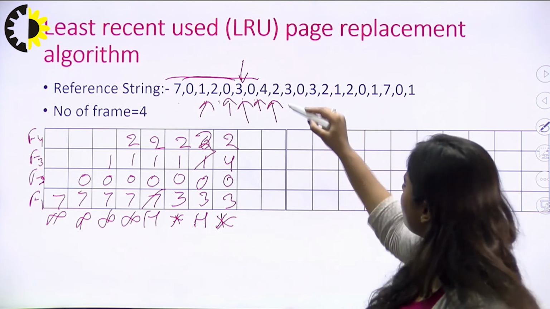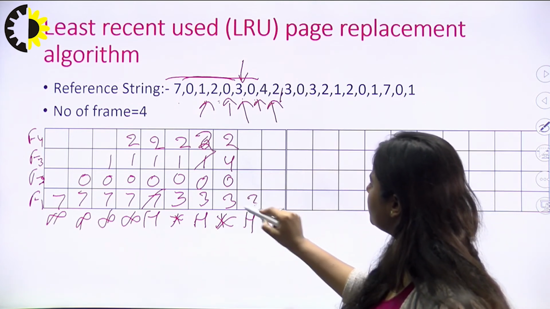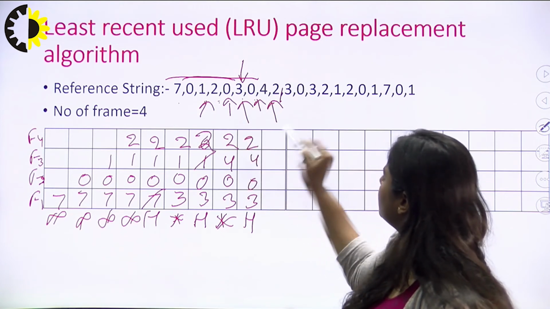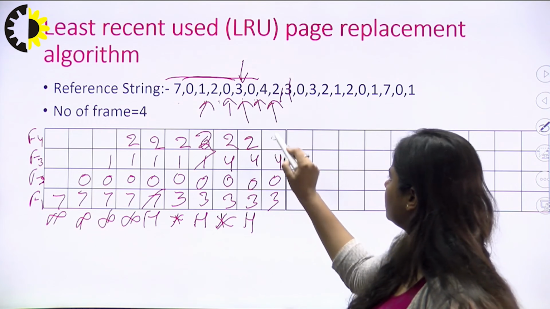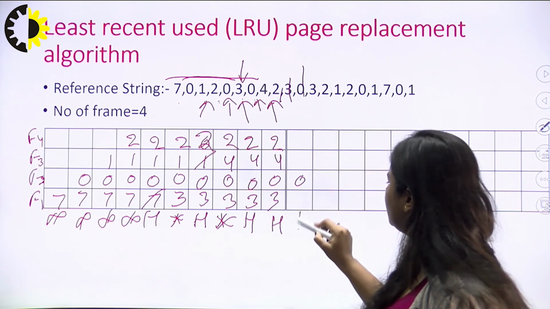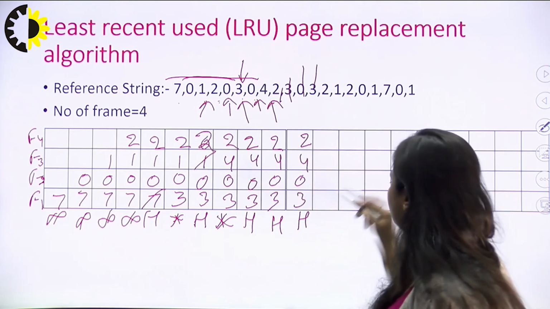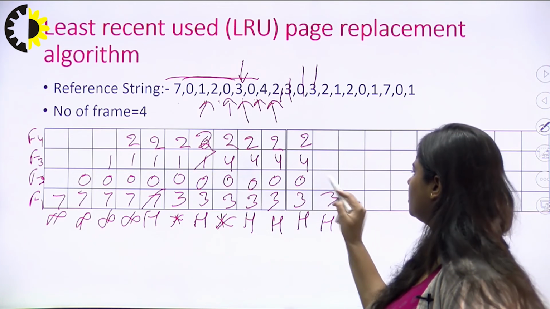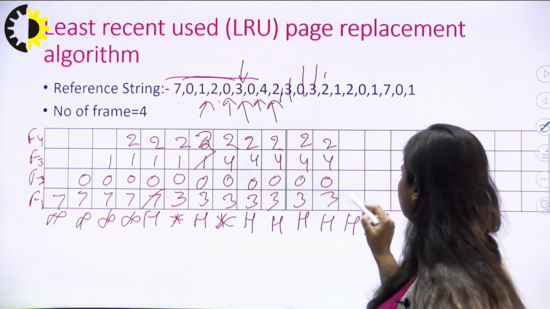Okay. So now we are having 2. 2 is already present inside. So it is a hit. 3 is already present inside. It is a hit. 0 is already present inside. It is a hit. 3 is already present. It is a hit. 2 is already present. It is also a hit.